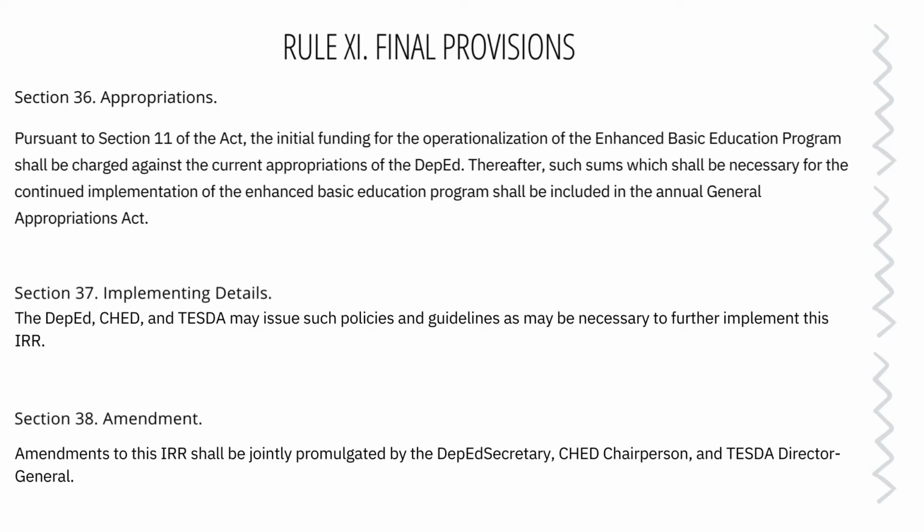Rule number 11. Final Provisions. Section 36. Appropriations. Pursuant to Section 11 of the Act, the initial funding for the operationalization of the Enhanced Basic Education Program shall be charged against the current appropriations of the DepEd. Thereafter, such sums which shall be necessary for the continued implementation of the Enhanced Basic Education Program shall be included in the Annual General Appropriations Act. Section 37. Implementing Details. The DepEd, CHED, and TESDA may issue such policies and guidelines as may be necessary to further implement this IRR.